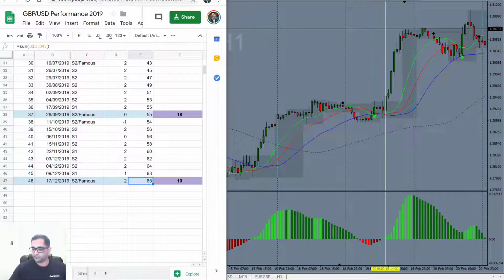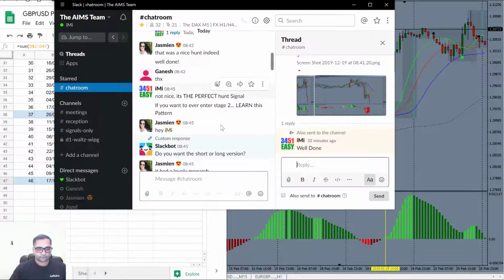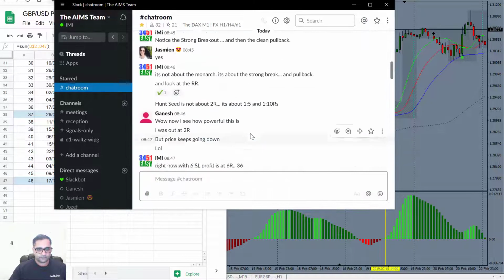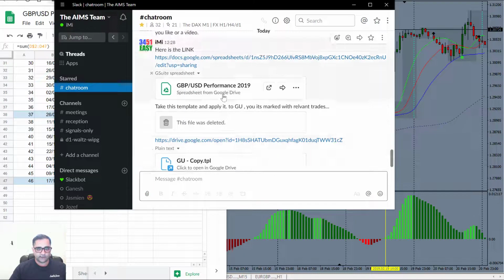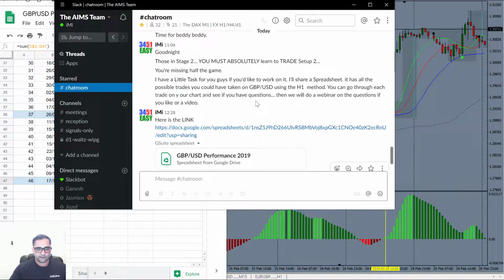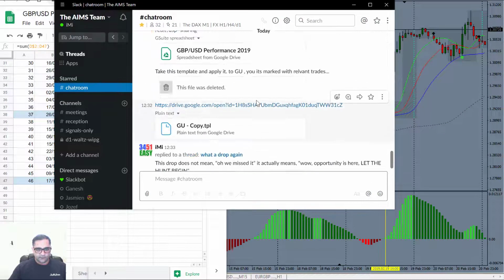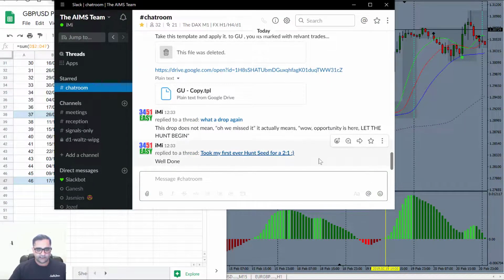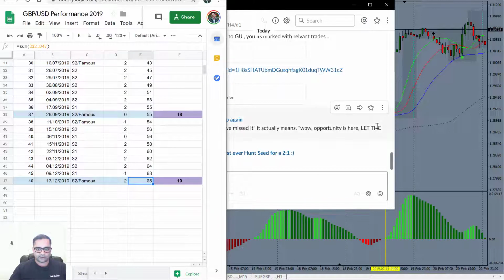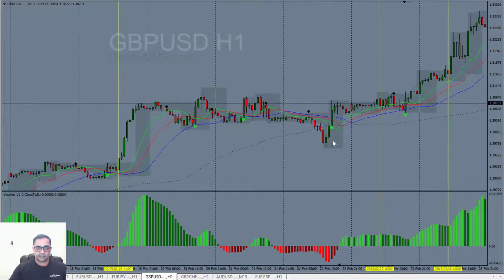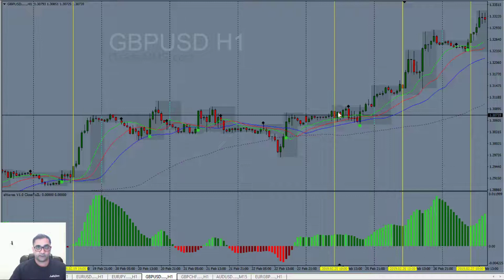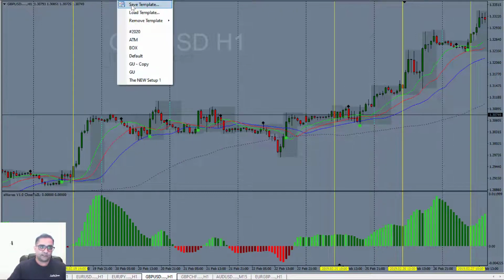So let me bring up the template you can download here. You can download the spreadsheet from there, which I've shared, and you can then go one by one. It's right in front of you how you can take these trades, and you might have questions when you look at this, because I've saved this template with all these vertical lines. You can actually go and download it and apply it. I put it on your templates here.